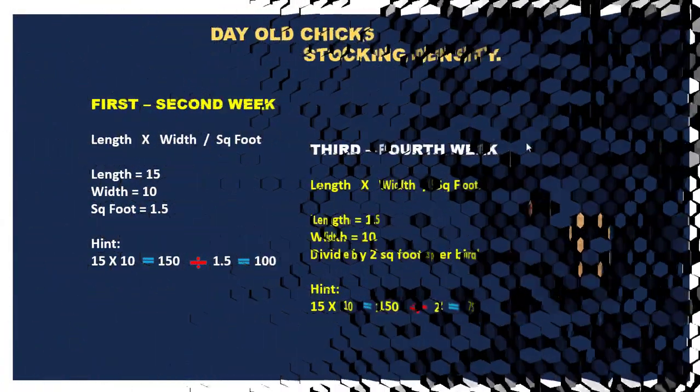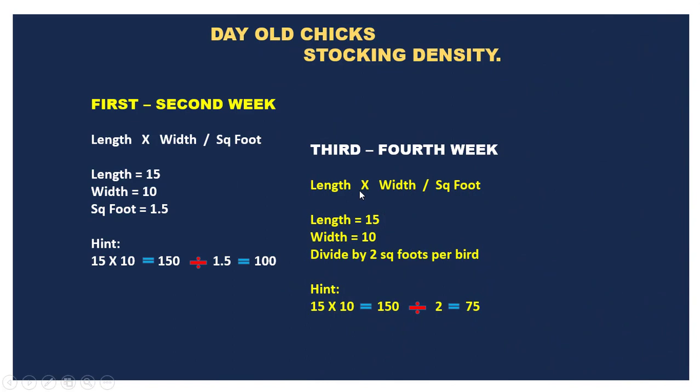Okay, so now you've known the space for first to second week. Now this is the third to the fourth week, which you are going to sell out to the grow out farmers. So you also do the same calculation, length by width divided by square foot. So here we have length 15, width 10. You divide it by 2 square foot per bird.